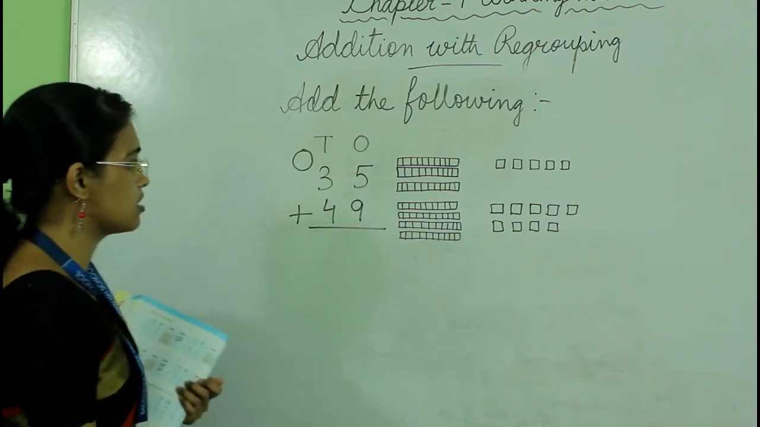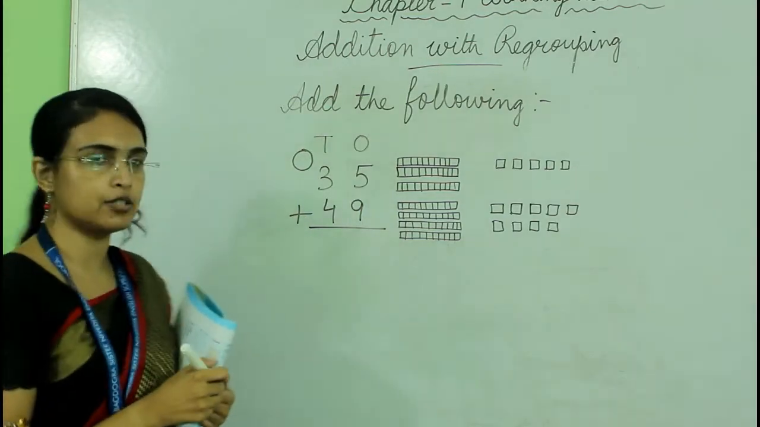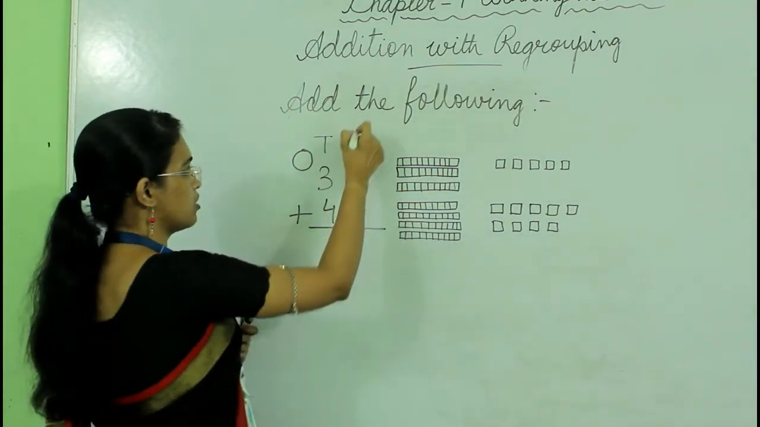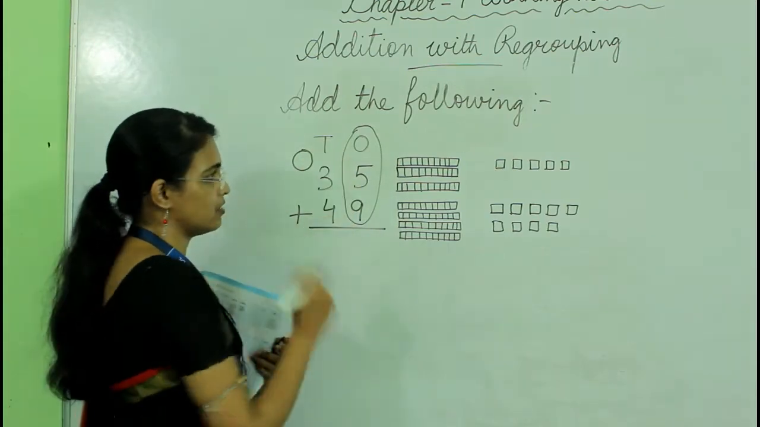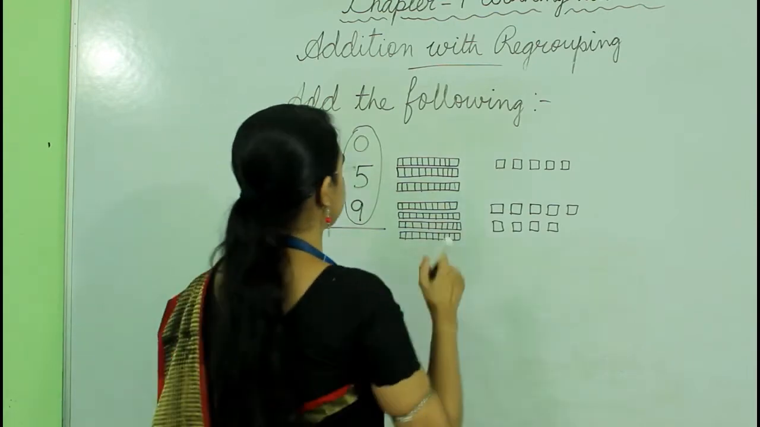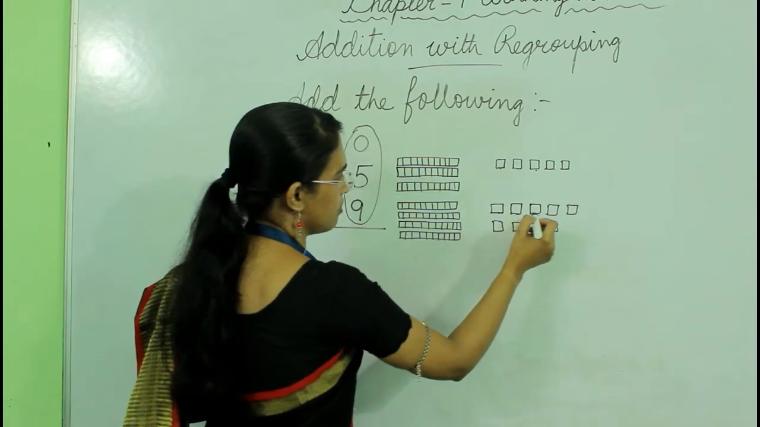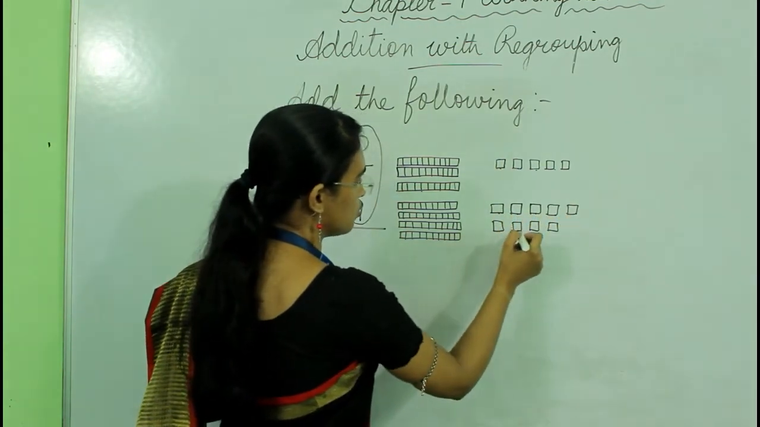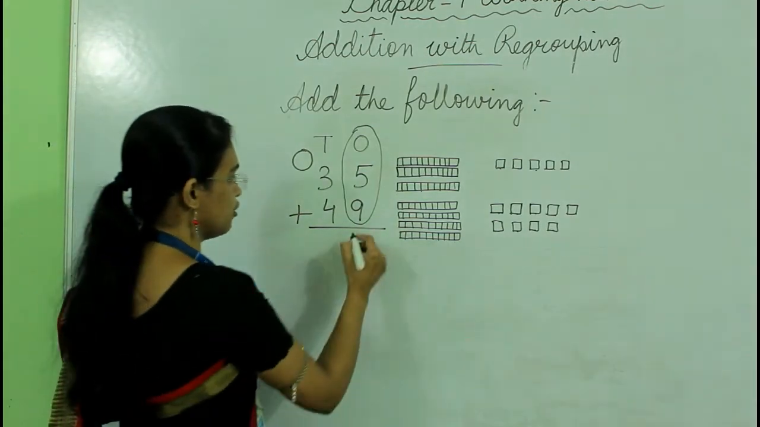Then after this we have to count the ones place. We have to add the ones place first. So 5 plus 9. Okay, let's count. 1, 2, 3, 4, 5, 6, 7, 8, 9, 10, 11, 12, 13, 14. So how many blocks are there? 14.